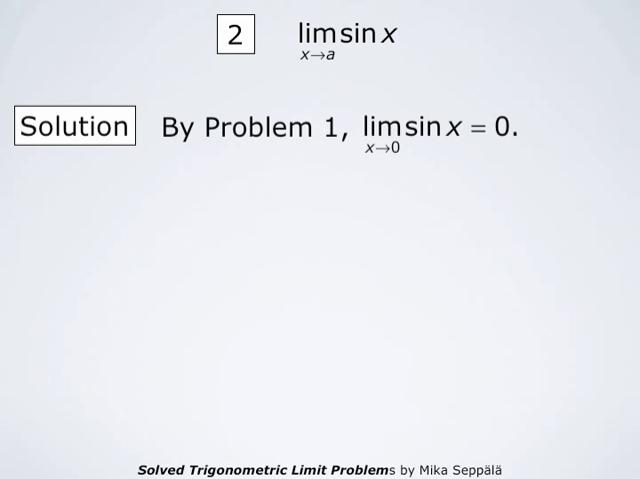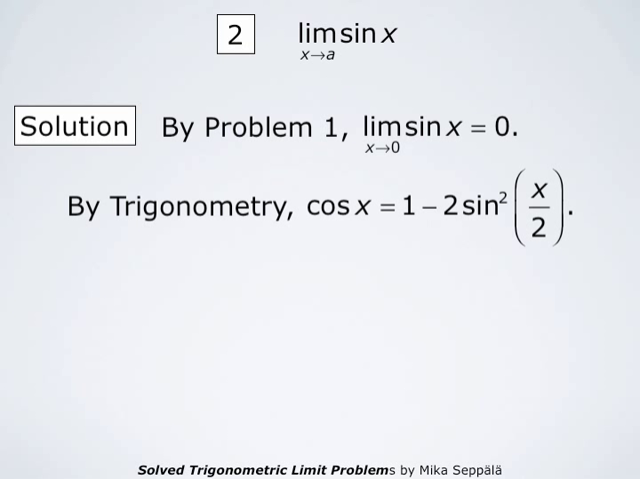To compute the limit as x approaches a general number a of sine of x, we have to start by first considering the cosine function. We have to figure out what is the limit of cosine as x approaches 0, and we first recall that by problem 1, limit of sine of x as x approaches 0 is 0. By trigonometry, cosine of x is 1 minus 2 times sine squared of x over 2.